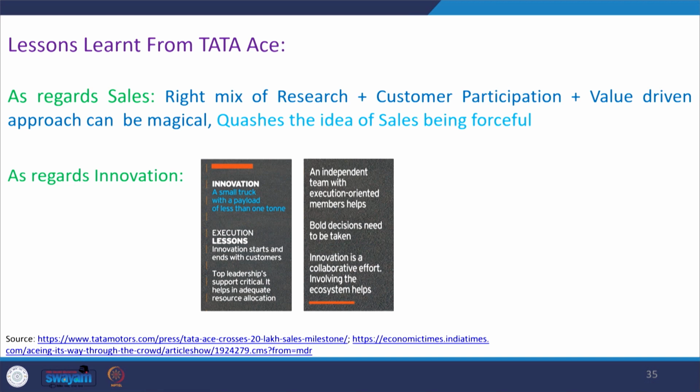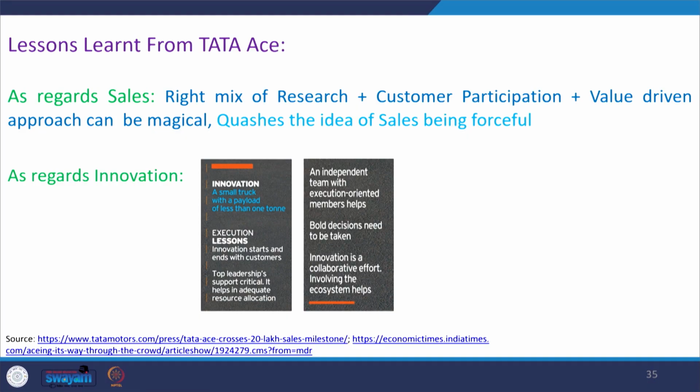Now we'll be getting to the most exciting part, which I have been waiting for. I think I have repeated a number of times that there are many fabulous lessons that we can learn from Tata Ace, and they can be looked at from two perspectives. One is the perspective of sales, and another facet could be innovation. One thing which becomes very obvious with the example of Tata Ace, and the myth that it squashes, is that sales is not always forceful.